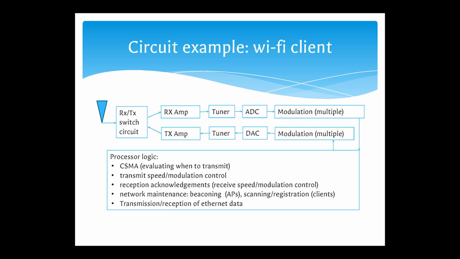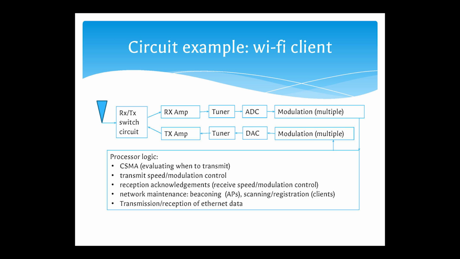For access points, always sending the beacons saying I'm here. For clients, always, if they're not connected to an access point, scanning for them and doing the connection process. And there's, of course, all the logic other than that to actually take the Ethernet data, your data packets, and send and receive them over the wireless network.